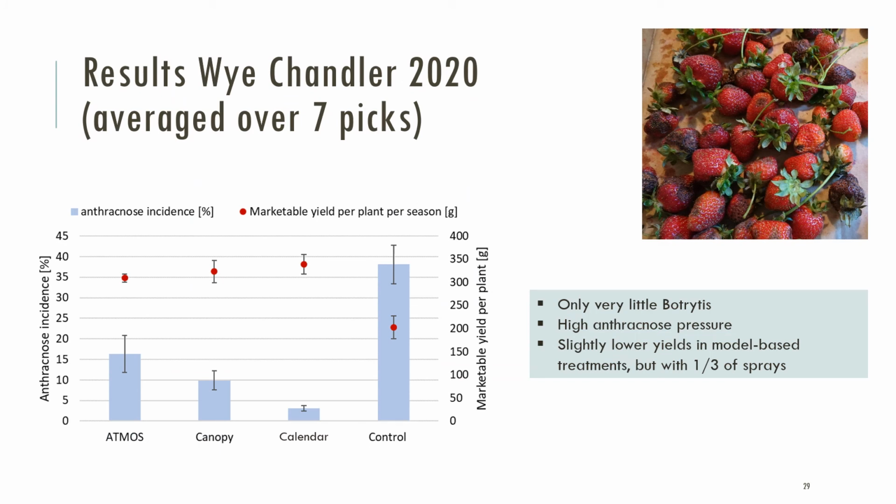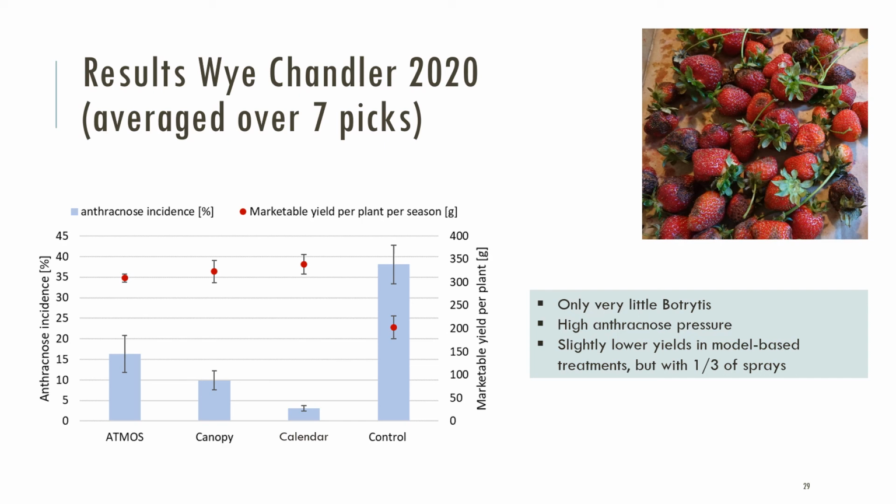Reducing the number of fungicide applications is great, but of course we also need to look at the yield and the disease incidence. Those are the results from the variety Chandler from the Y trial from last year, and this is the average over 7 picks that we made.